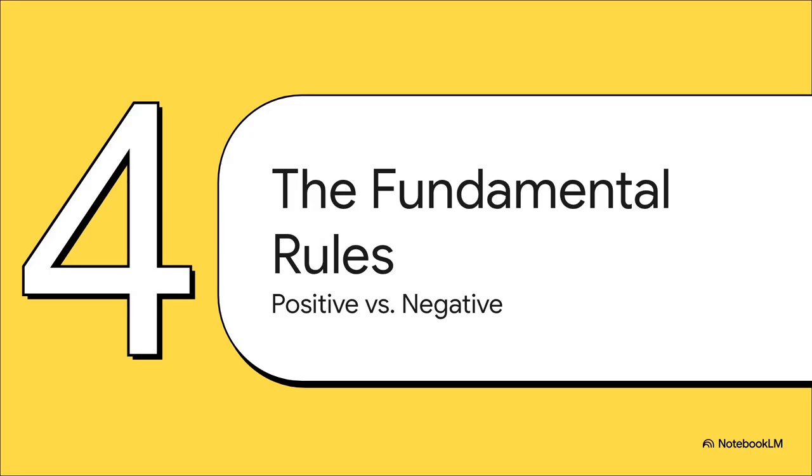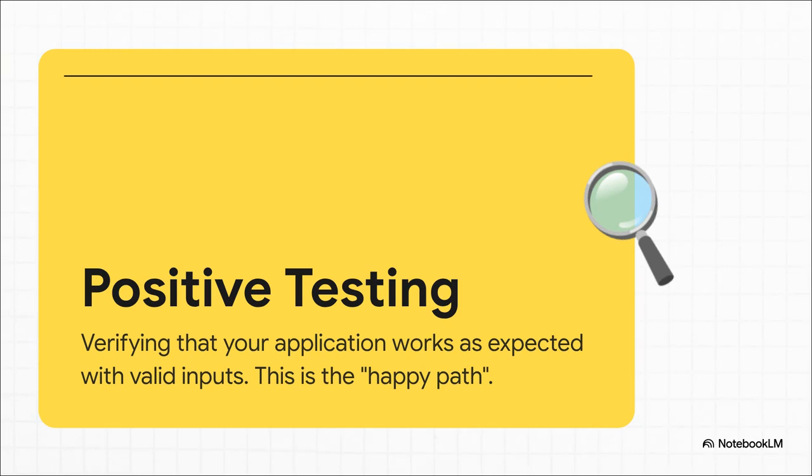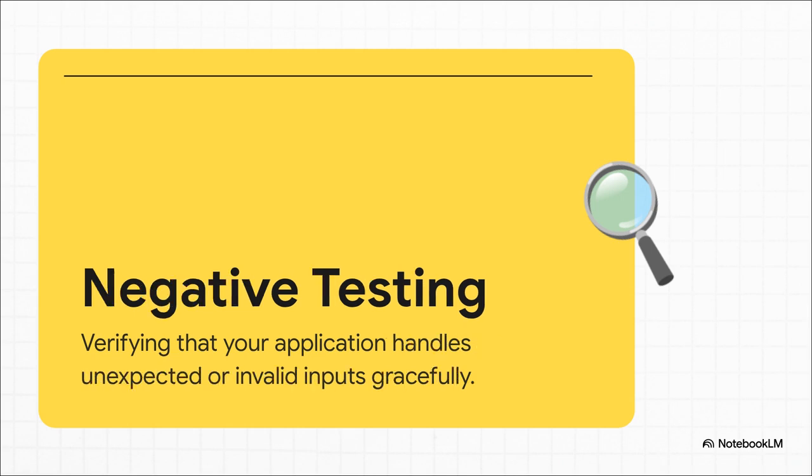Okay, for our last section, let's zoom out and look at the fundamental philosophy, the two core principles behind literally every single test you will ever run. First, there's positive testing. This is all about answering the most basic question: does the software do what it's supposed to do when a user does everything right? We call this the happy path. It's the ideal, perfect world scenario. But when do users ever do everything perfectly, right?